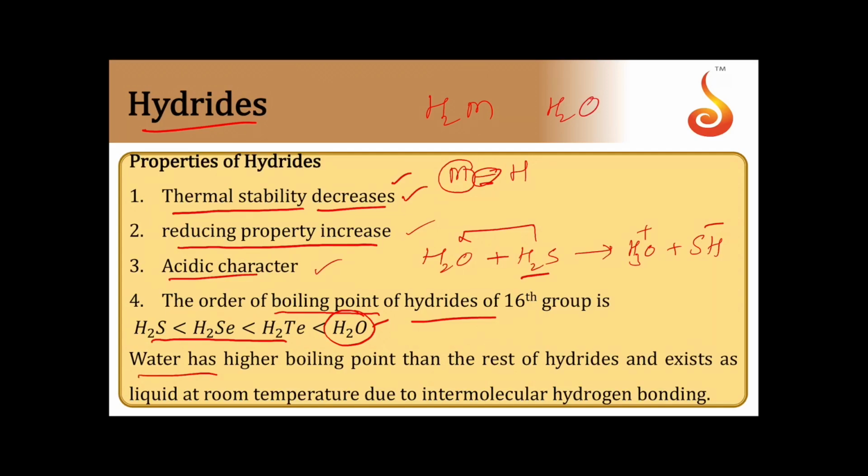So water has a higher boiling point than the rest of the hydrides and exists as a liquid at room temperature because of the intermolecular hydrogen bonding that is present. These are the properties of the hydrides. Thermal stability is decreasing because of the decrease in bond strength. Reducing property increases because the bond breaks very easily. Acidic strength is also increasing because once again the strength of the bond is decreasing. Boiling points depend upon the van der Waals forces, in turn depending upon the molar mass. The only exception is water because of its hydrogen bond. These are the properties of hydrides.